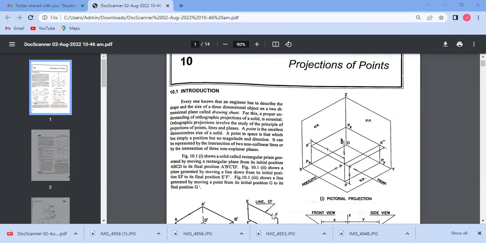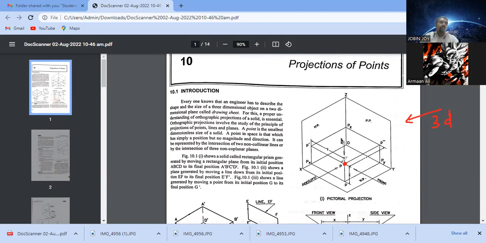Here you can see the pictorial projection. Pictorial means this is a 3D projection of point P. You can see point P is in the first quadrant. Can you see? Are you able to see that? Point P is in the first quadrant. This is the first quadrant.